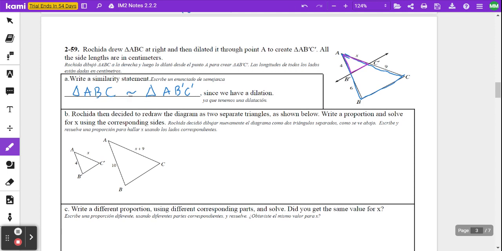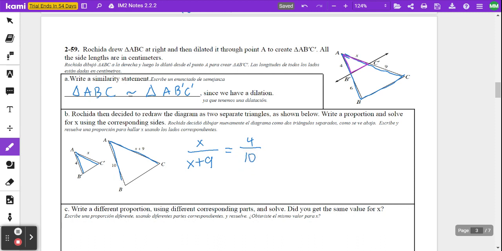Okay, Rashida then decided to redraw the diagram as two separate triangles, as shown below. Let's write a proportion and solve for x using the corresponding sides. Okay. I can see that AC prime corresponds to AC, x plus 9, and that should be equal to the proportion created from the other side lengths. I can see that AB prime 4 corresponds to AB, which is 10.